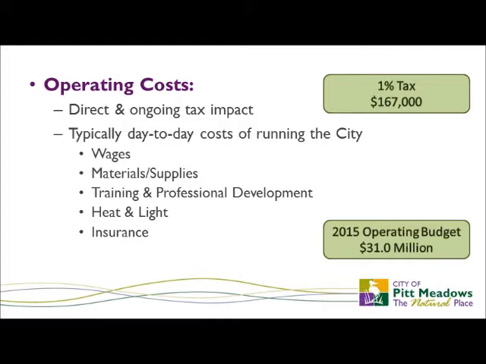You'll notice within the two green bubbles to the right of the slide, there are a couple of important facts. First, for every 1% tax increase, $167,000 of tax revenue is generated. This means if operating costs increase by $167,000, a 1% tax increase would be needed to balance the budget to zero. Second, the city's operating budget for 2015 is $31 million, which includes all city departments, all utilities, and all capital reserve contributions.